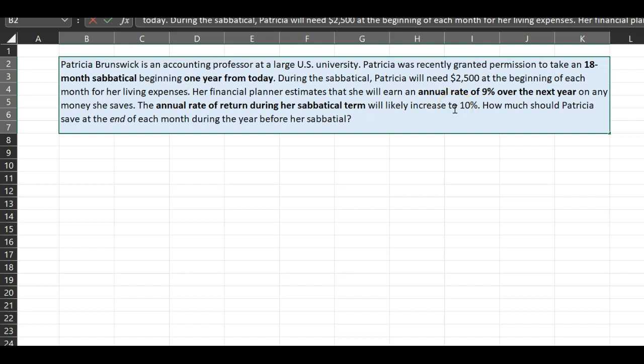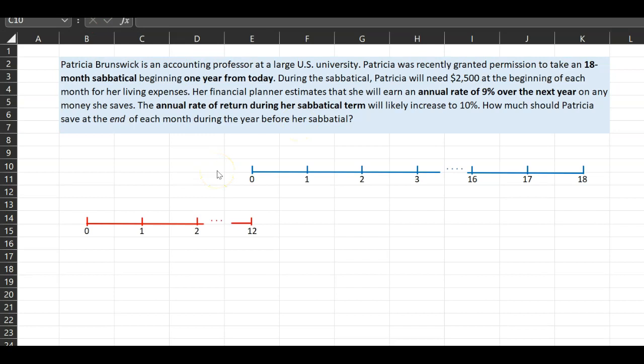And the question is, how much should Patricia save at the end of each month during the year before her sabbatical? Now that was a mouthful, but it's easy to interpret what this question is saying using a timeline. So here's what's going on. Here is today. This is where Patricia is today. She is going to be taking a sabbatical in 1 year, which is 12 months from now.